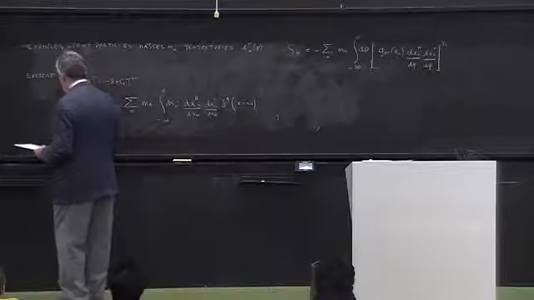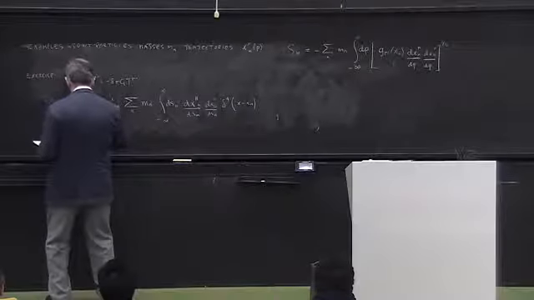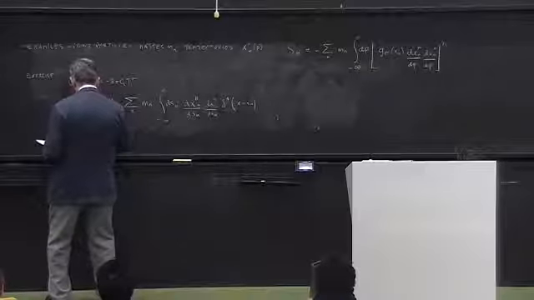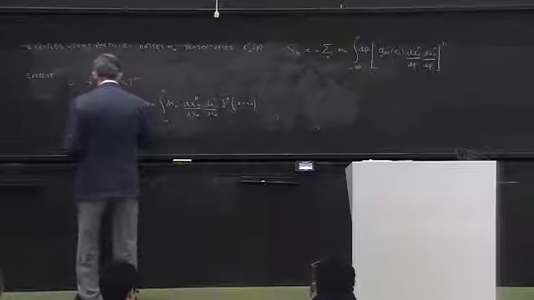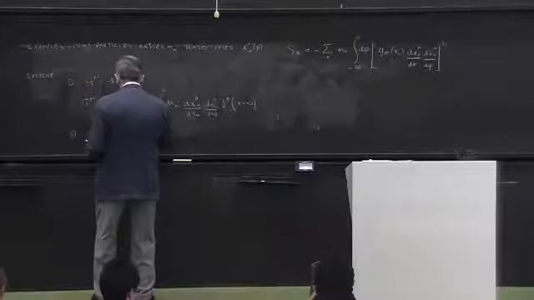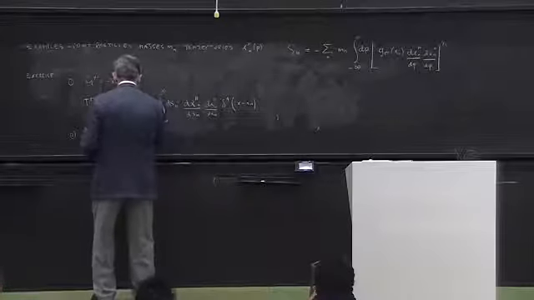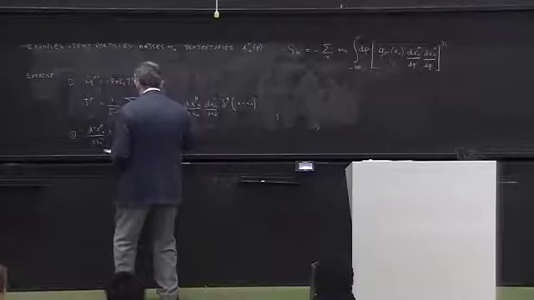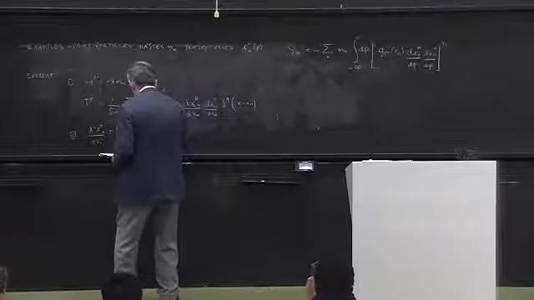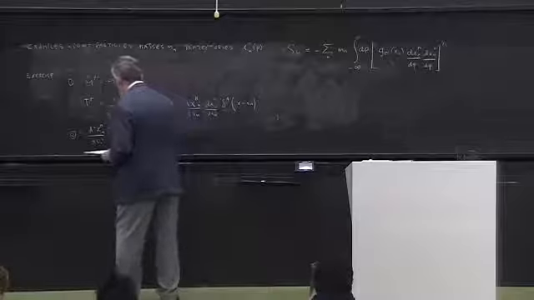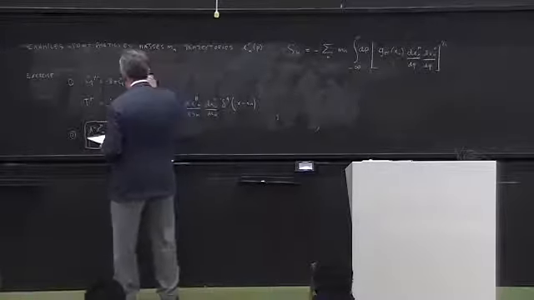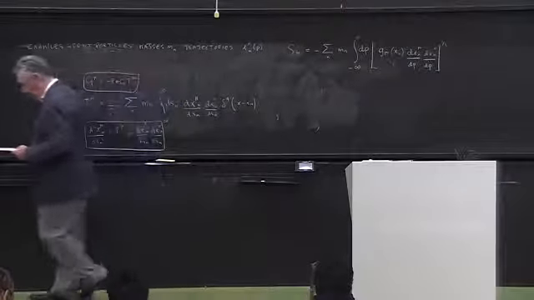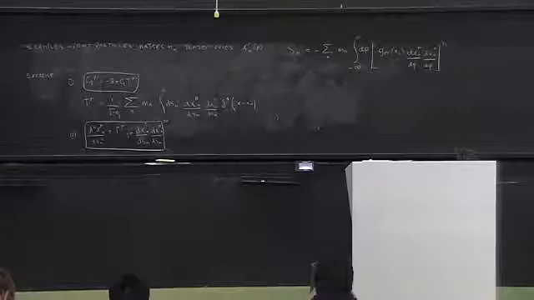And the equation we get by varying with respect to x is d2 x mu sub n by ds n squared plus gamma mu rho sigma dx rho n by ds n dx sigma n by ds n equals 0. So varying with respect to g, we get the Einstein equation with the energy momentum tensor of the point particles on the right-hand side. Varying with respect to x, we get the geodesic equation of motion.